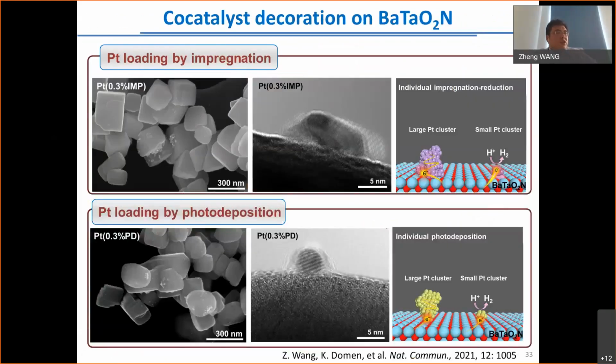Platinum is an efficient co-catalyst for hydrogen evolution used on the barium tantalum O2N. First, the impregnation loading method can make the platinum particles contact well with the barium tantalum O2N, which can facilitate the photogenerated charge transfer between the interface. However, the aggregation of platinum particles occurs when the loading amount increases. And the photodeposition method can cause the selective loading of platinum particles at reduction active sites on the barium tantalum O2N. But the platinum particles are aggregated and have weak interaction with barium tantalum O2N.